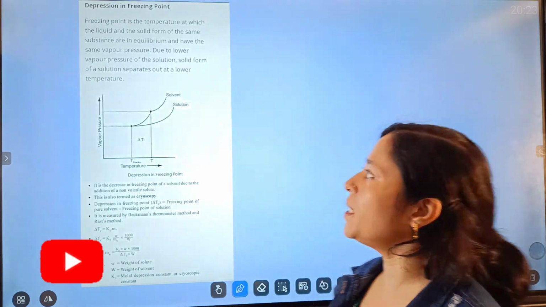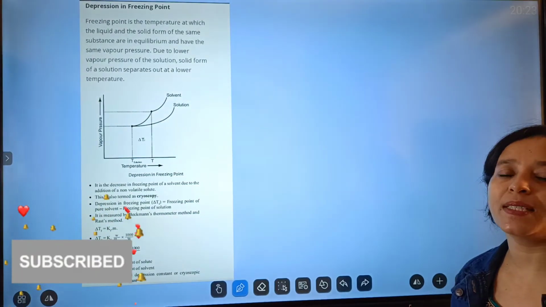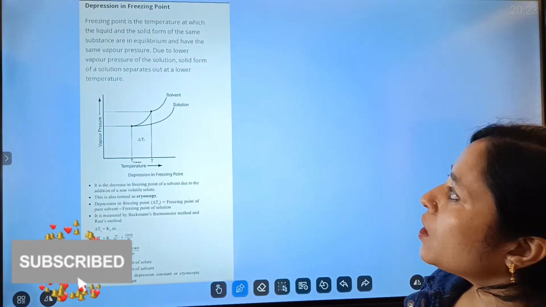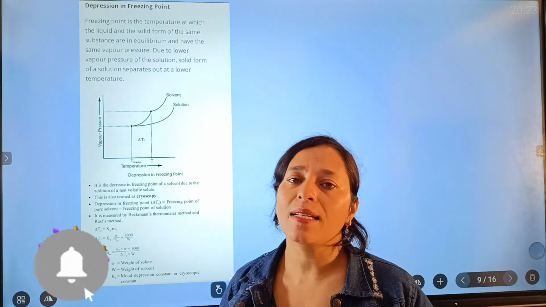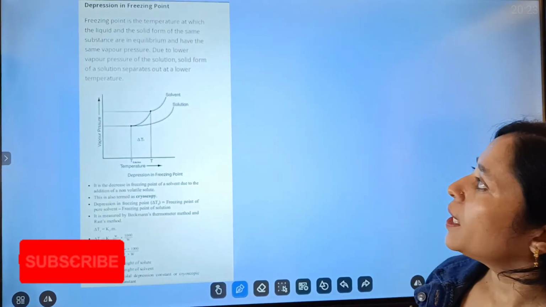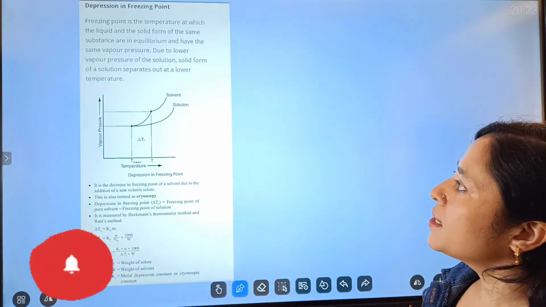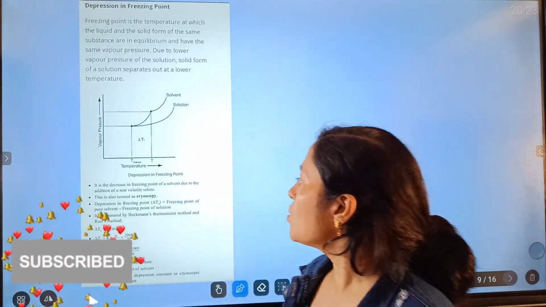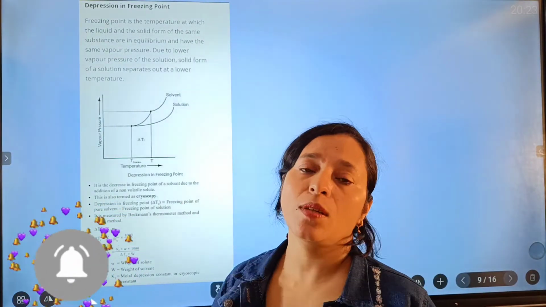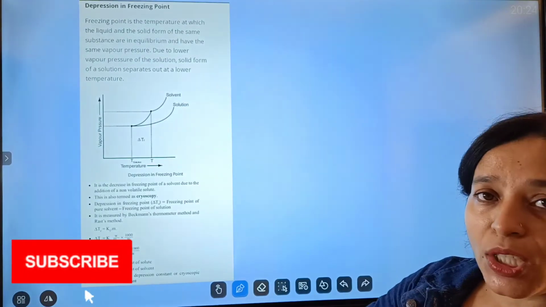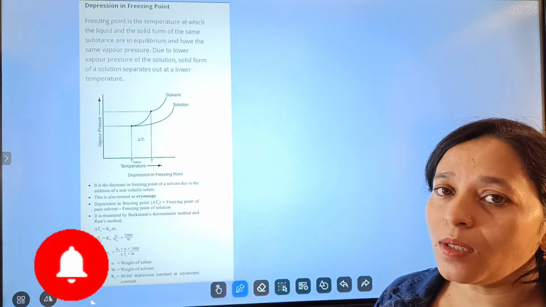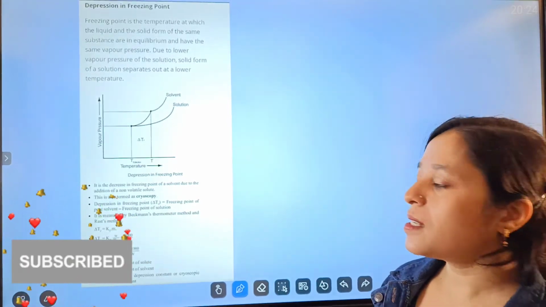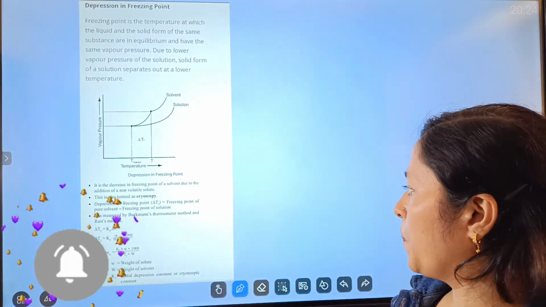Freezing point, you know, is the temperature at which the liquid and solid form of the substance are in equilibrium and they all have the same vapor pressure. Now, as soon as we add some non-volatile solute to it, the solute separates out at a lower temperature than expected. So it is the decrease in freezing point of a solvent due to the addition of a non-volatile solute. We have added non-volatile solute, so on adding this, there is a decrease in the freezing point of the solvent, and this is also known as cryoscopy.